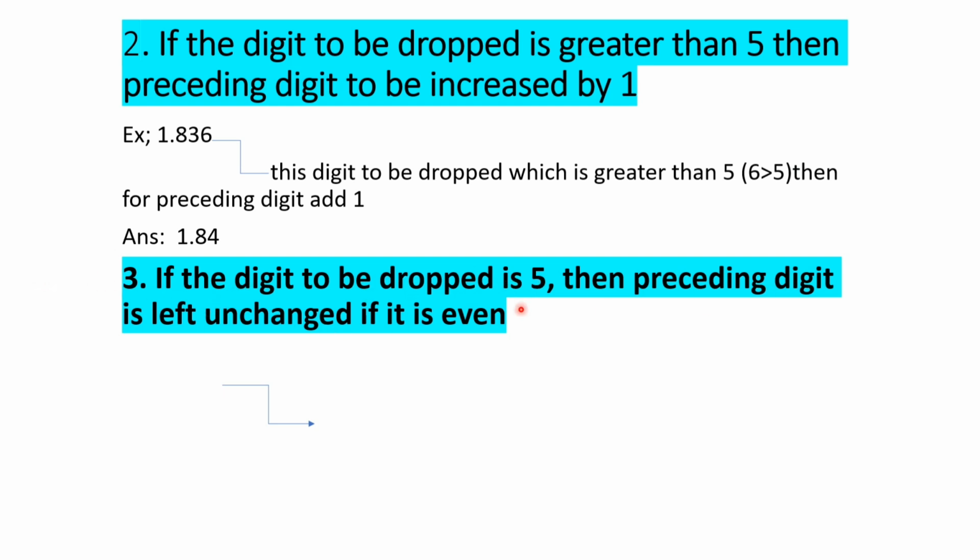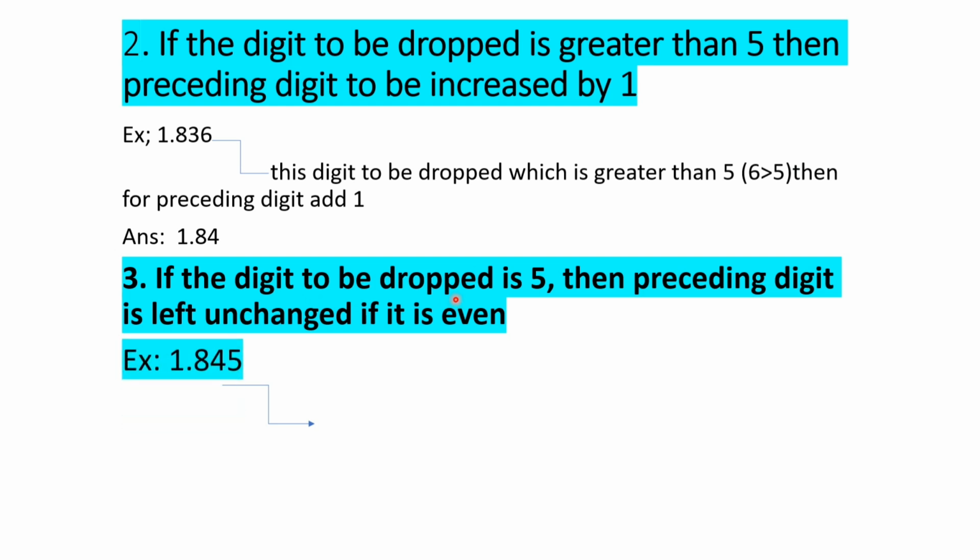The next one is, if the digit to be dropped is 5, then the preceding digit is left unchanged if it is even. So now the digit which is dropped is 5. In the first rule we observed that if the dropped digit is less than 5, then keep it as it is. If the dropped digit is more than 5, then we need to add 1. If the dropped digit is 5 itself, then there are 2 points you have to remember. One is the preceding digit is left unchanged if it is even.